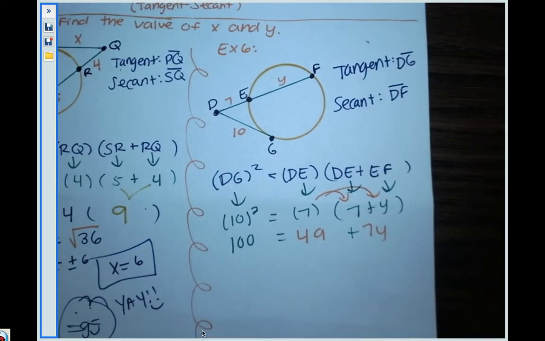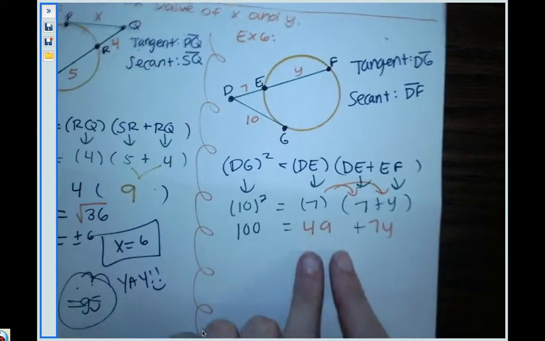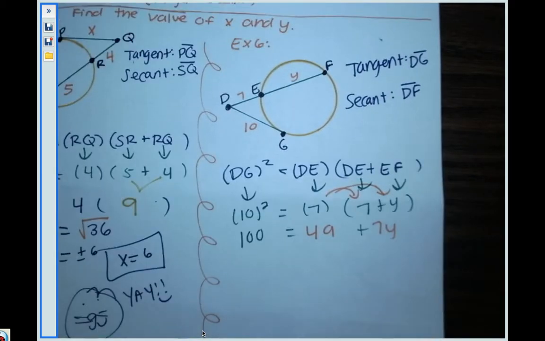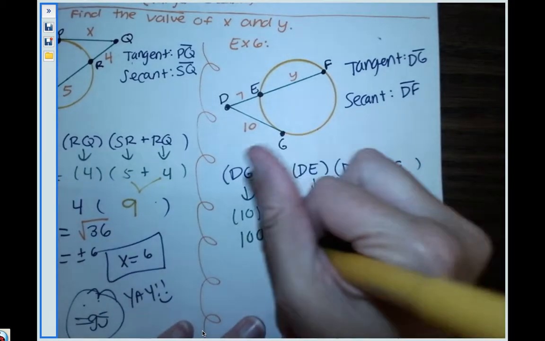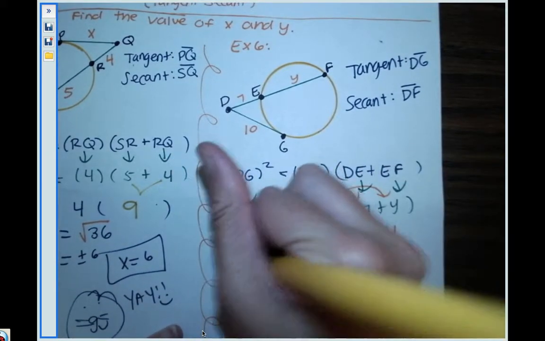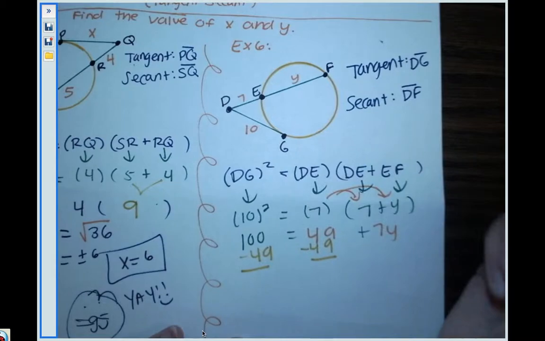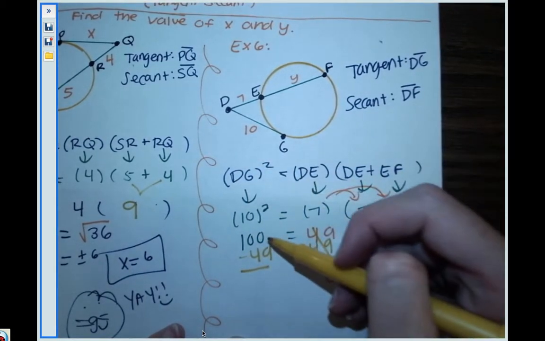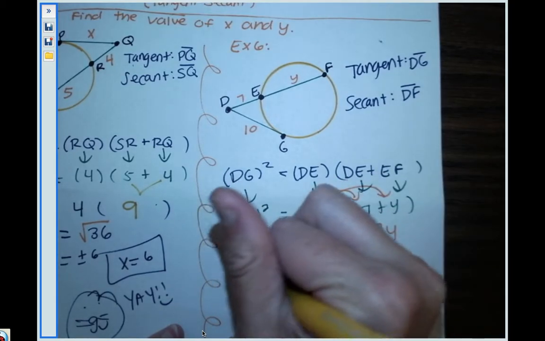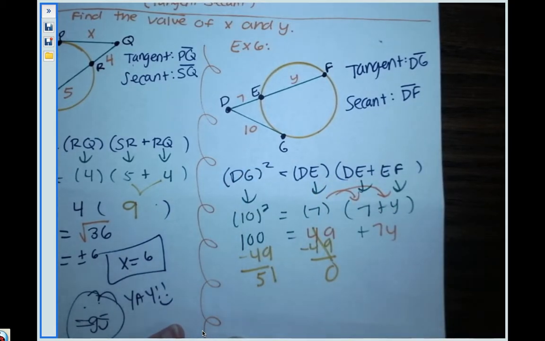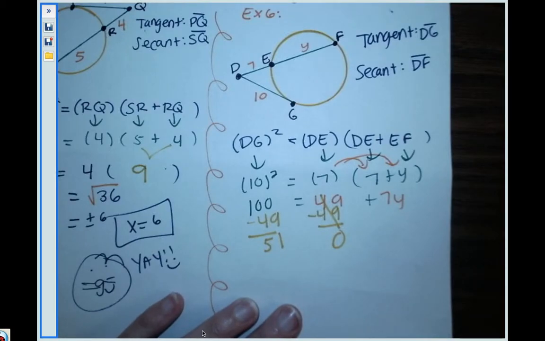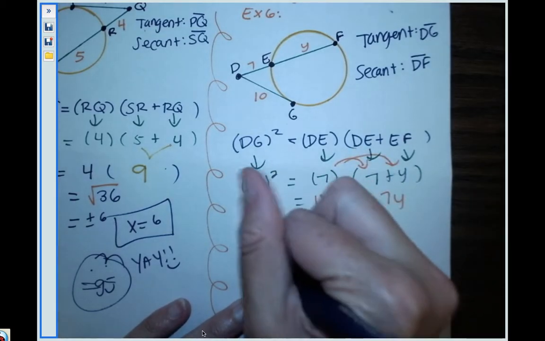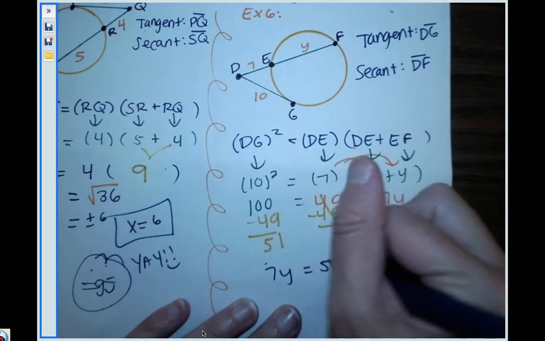All right, let's solve this for y. I'm going to bring 49 to the other side by subtracting 49 on both sides. 49 minus 49 cancels and turns to 0, and 100 minus 49 is 51. I like my y to go first, so I'm going to write my 7y first and then the 51. So we have 7y equals 51.